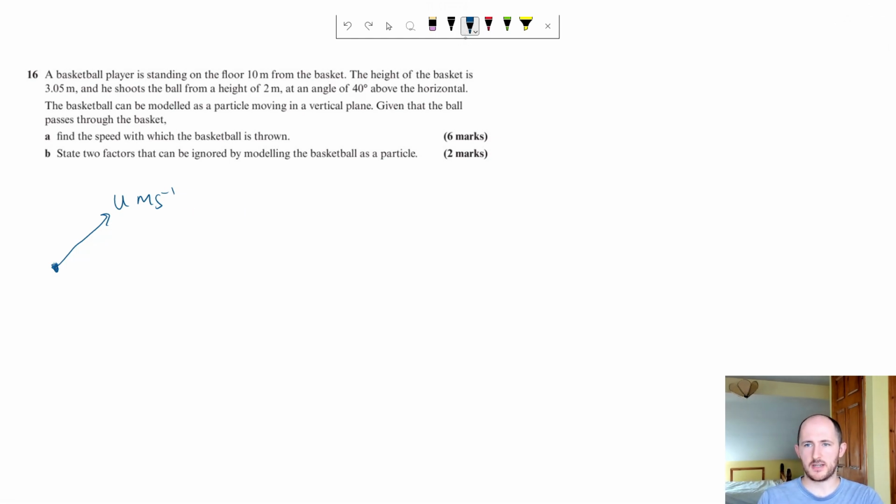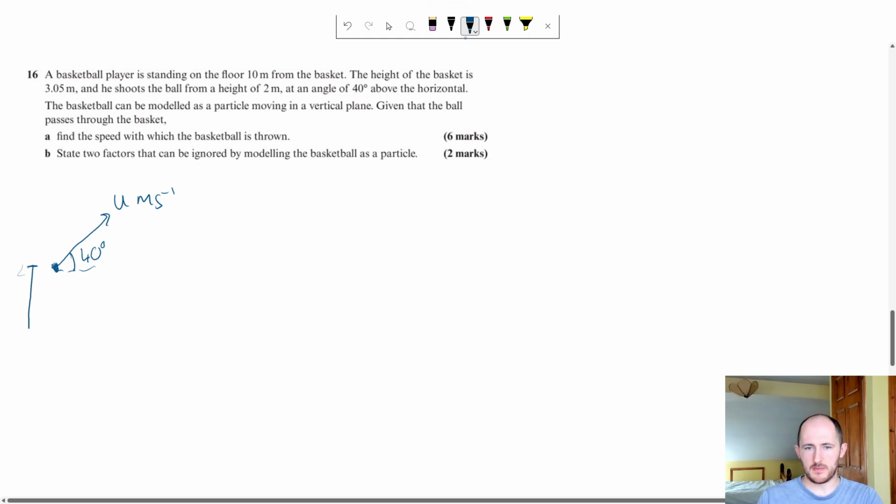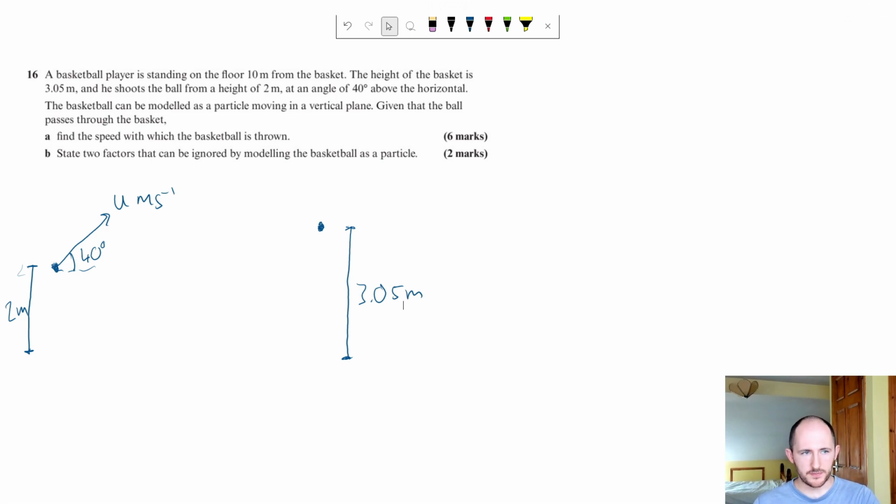The reason is because they shoot it at an angle of 40 degrees above the horizontal. Cool. That height there is 2 meters. The basket is up here somewhere, and it's at a height of 3.05 meters. And that's all the information they give us. Cool. So given that it passes through the basket, wonderful.